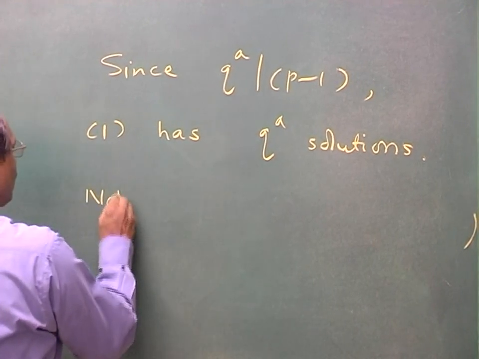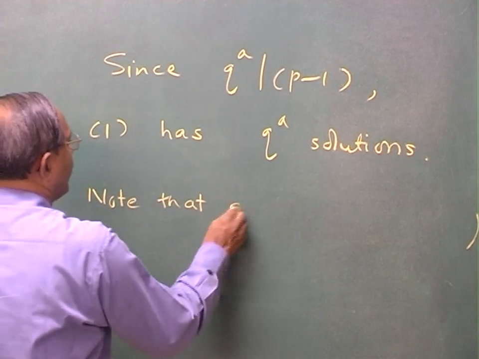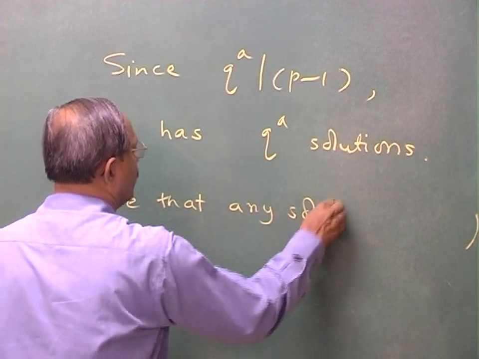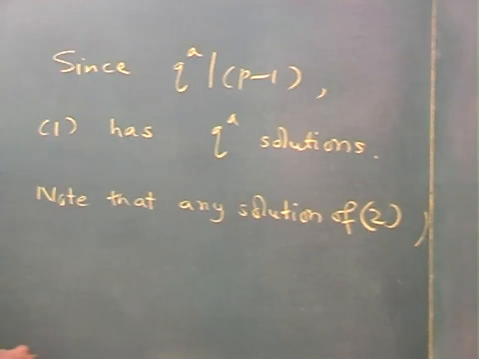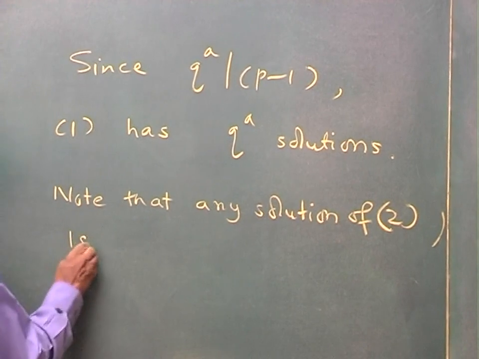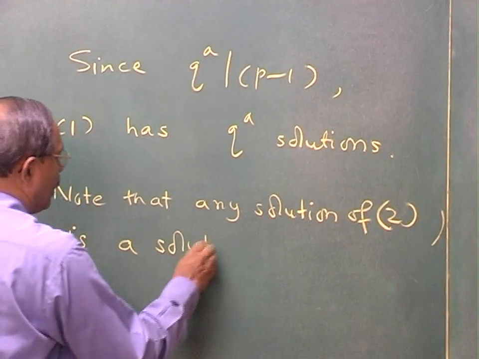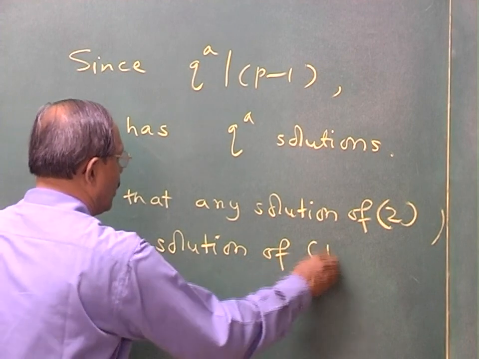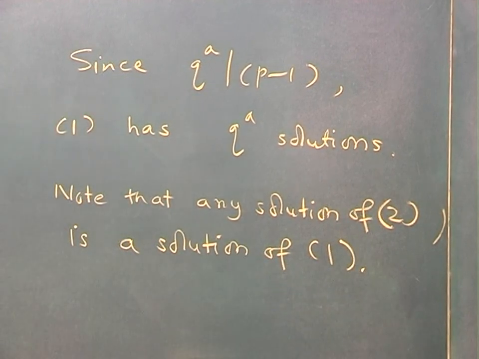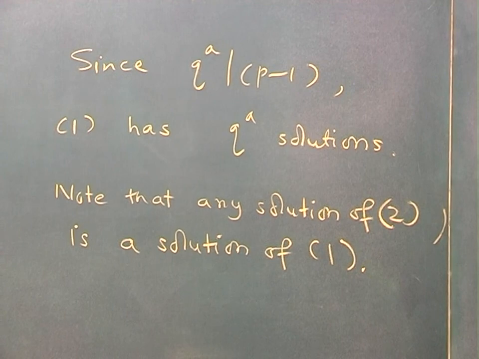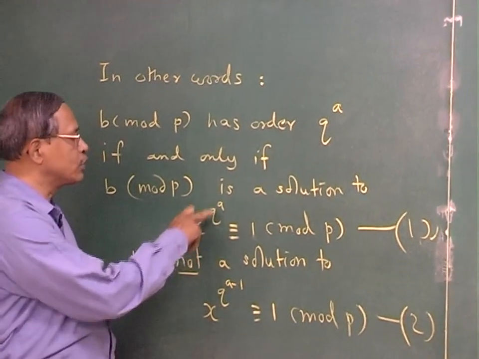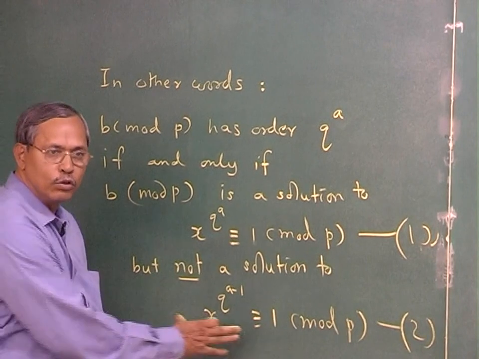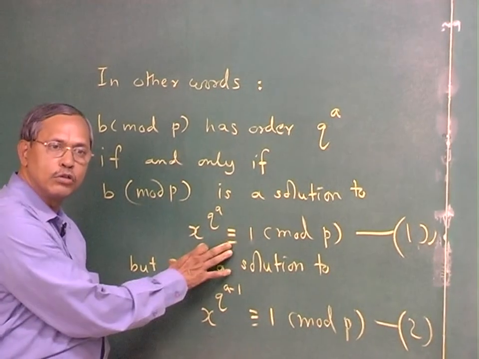Note that any solution of 2 is a solution of 1. Okay? Because you take a solution of this, raise it to the q-th power, you get a raised to q raised to a congruent to 1 mod p. So solutions of this are also solutions of this.